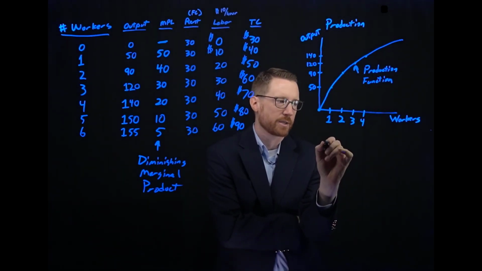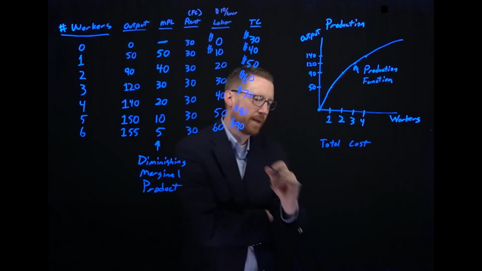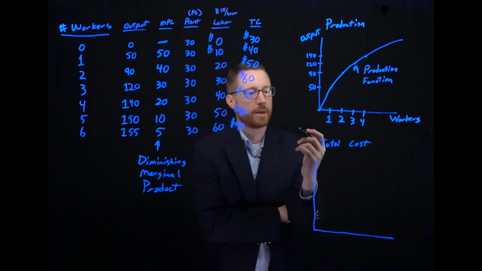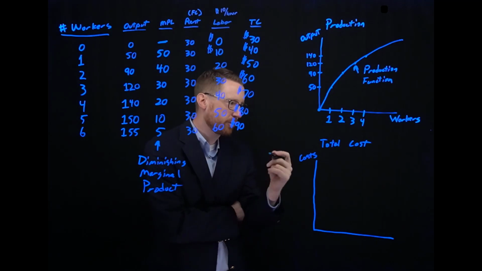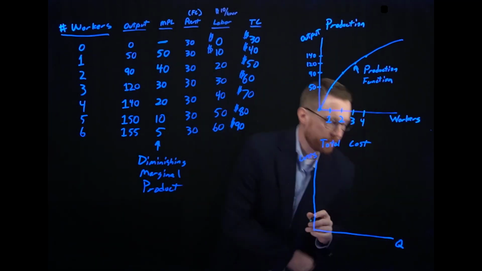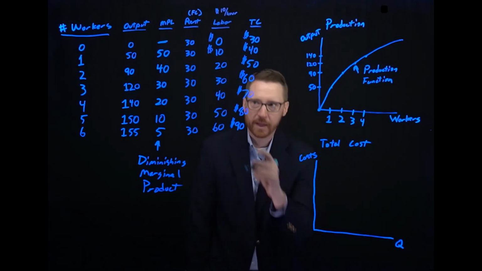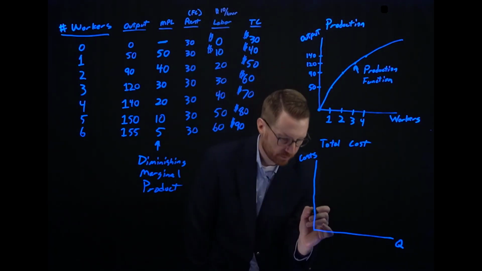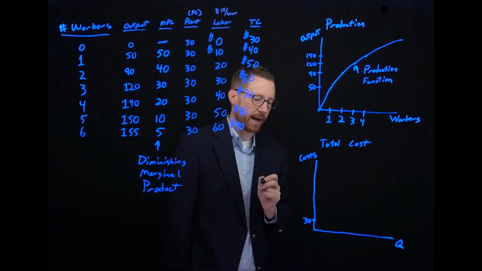So if we want to look at costs, let's look at total cost. All right, so total cost. And now what we want to look at is what's happening to costs as output increases, right? So their quantity of output. So what were their costs? At zero quantity, they still had a fixed cost, right, of $30 in rent. So at zero quantity, their total cost was $30. So 0 units, they've got to pay $30.